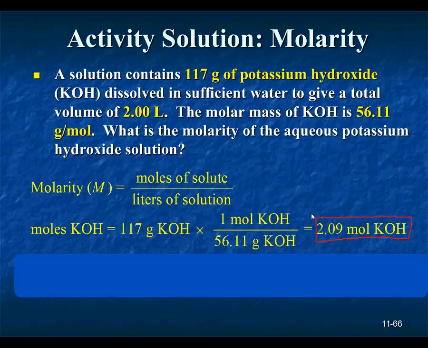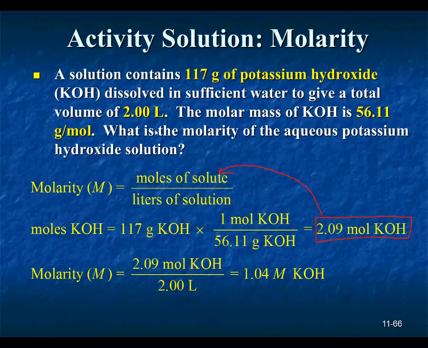We're about halfway there because this is going to give us the moles of the solute for our numerator in this calculation. The denominator, which is going to be the liters of solution, was the 2 liters in the end. So I'm taking that to put in for my liters of my solution. So I take 2.09 moles of potassium hydroxide for every 2 liters. This gives me a molarity of 1.04 molarity of potassium hydroxide for this solution.